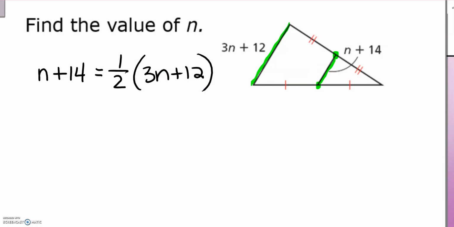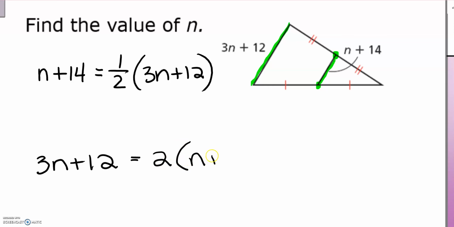Now, while that's true, I can also look at this from the other point of view. That side, 3n plus 12, is equal to 2 times the midsegment, n plus 14. Now take a look at both equations, make sure they make sense to you, and decide which one is probably nicer to work with.